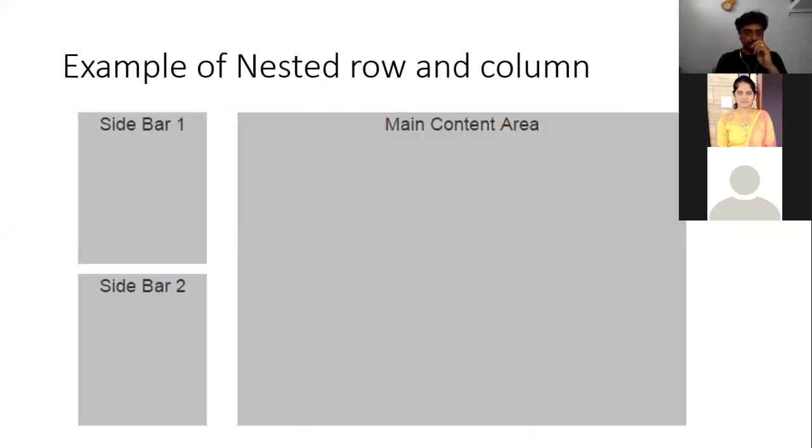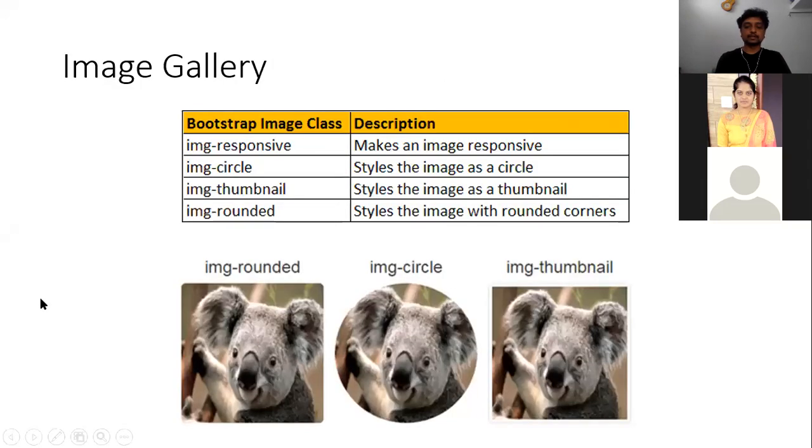This is what we discussed in yesterday's class, that is the example of nested rows and nested columns. Does anybody have any doubt on the nested rows and nested columns? If you have a doubt, we will discuss that later. Now coming back to today's class, we are going to discuss the image gallery.